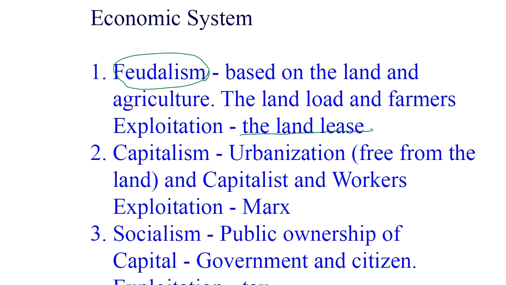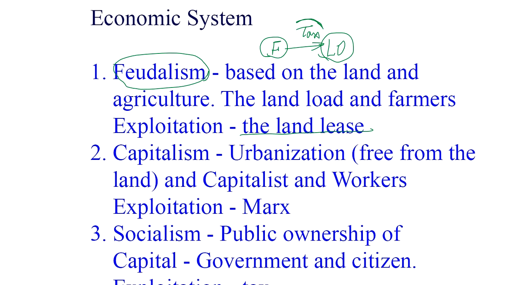So what is the contradicting element here? Farmer and the landowner, right? And the farmer needs to pay tax. And that's a contradiction. How much tax to pay? Okay. And it has been like that for many generations.